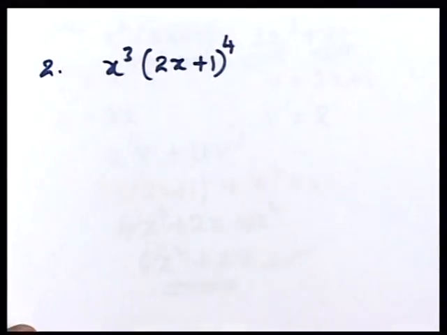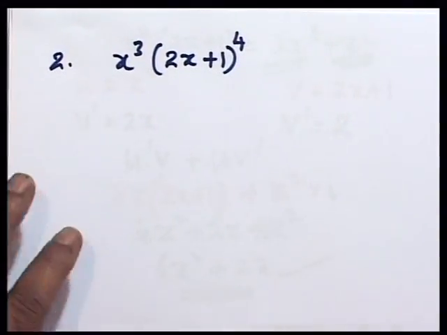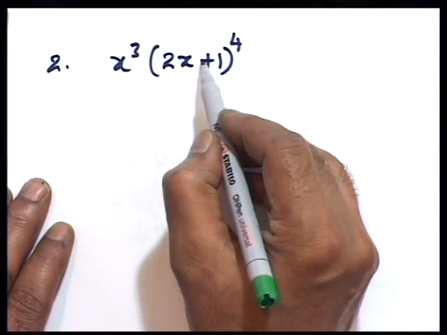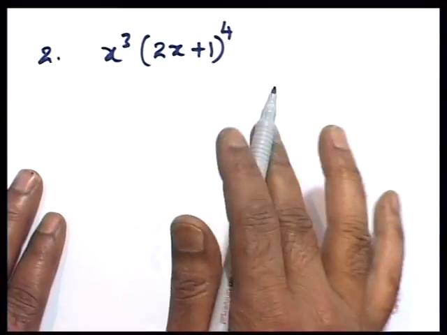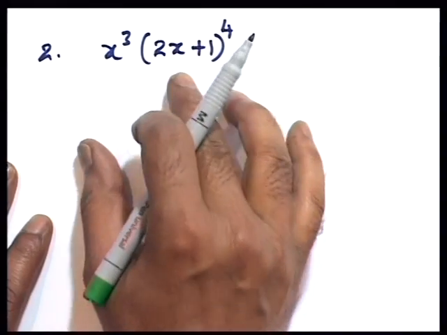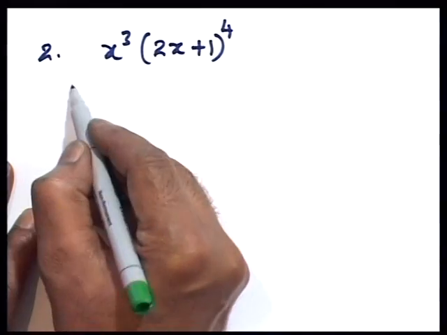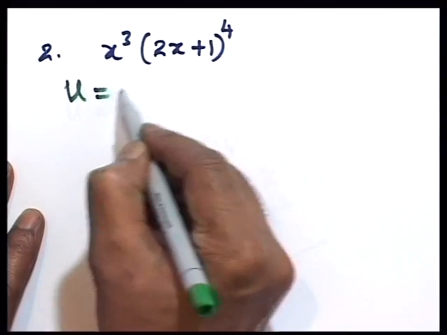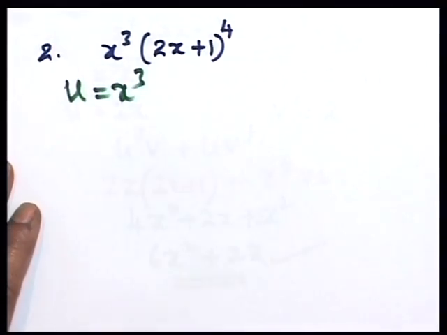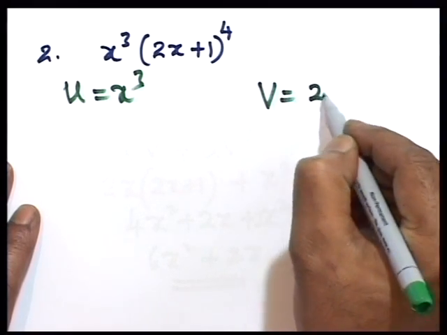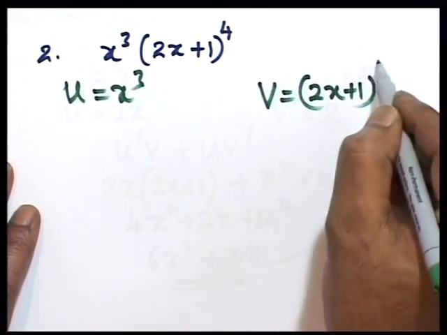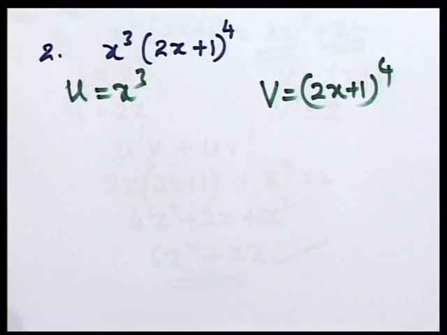Let's try this one now, which is x cube. See, opening this bracket means times it by itself 4 times, then times by x cube takes a long time. So we use the product rule for that, okay? u is equal to x cube. Let's call it x cube. And v equals 2x plus 1 to the power 4. Right, we go a little bit slow here.